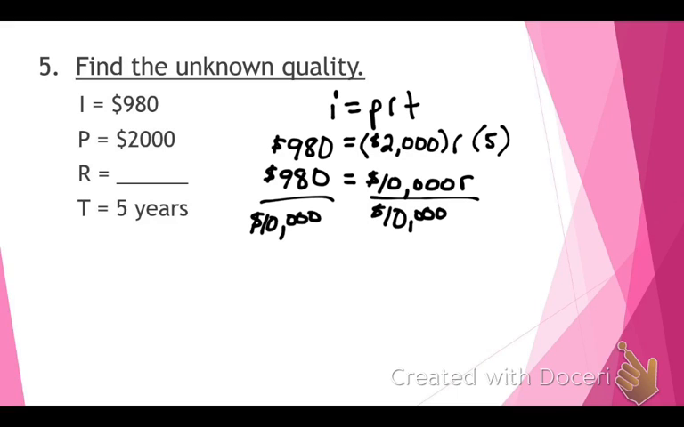Okay, so we know this 10,000 over 10,000 cancels out. I'm left with R equals what, guys? 0.098. Now, the rate has to come out as a what? A percent. How do I turn that to a percent? Go to the right 2 times, and your answer is 9.8%.